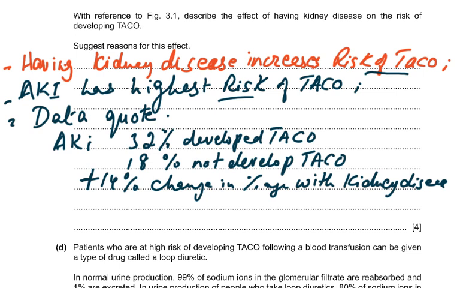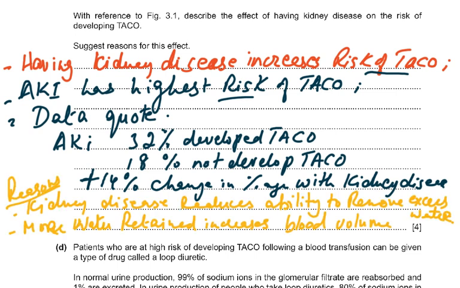So having kidney disease increases the risk of TACO. Then AKI has the highest risk of TACO. Then the data: 32% developed TACO, 18% did not develop TACO, and a plus 14% change in the percentage with kidney disease. Now if you look at the reasons, kidney disease reduces the ability to remove excess water. They asked for the reasons here, remember. So kidney disease reduces the ability to remove excess water, and more water is retained, and this will increase the blood volume. When water is not removed by the kidneys, of course the blood volume is going to increase, and of course the blood pressure will increase.